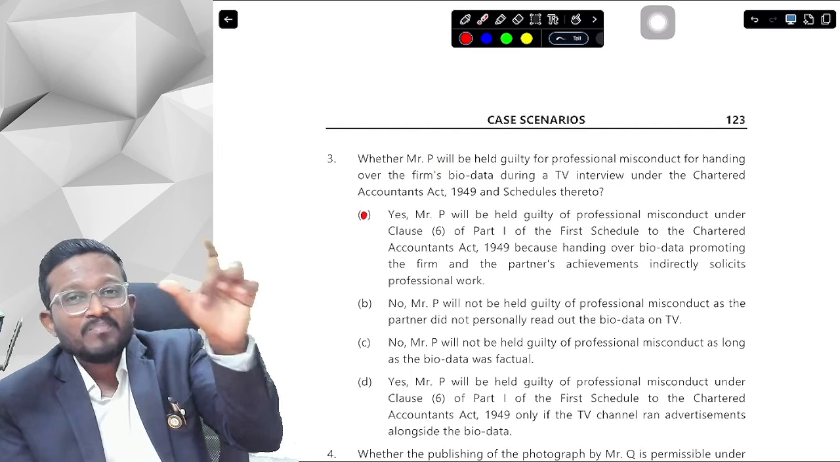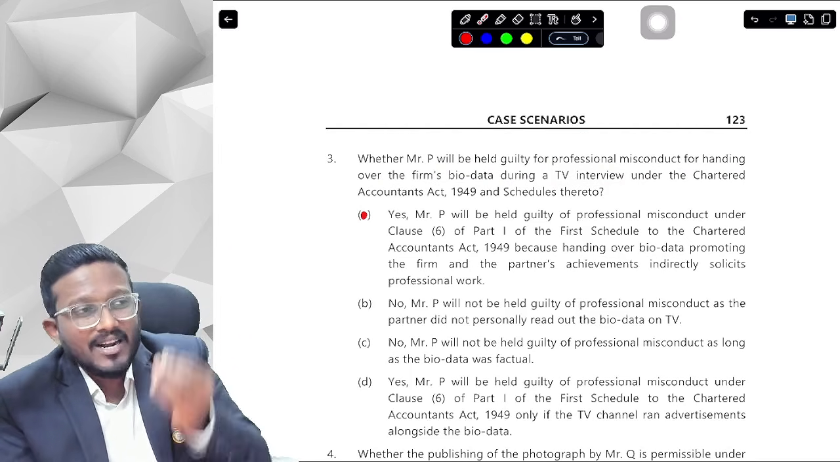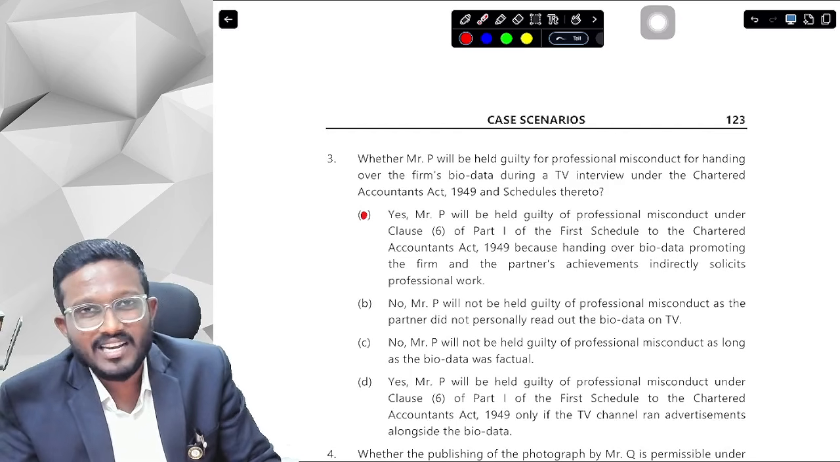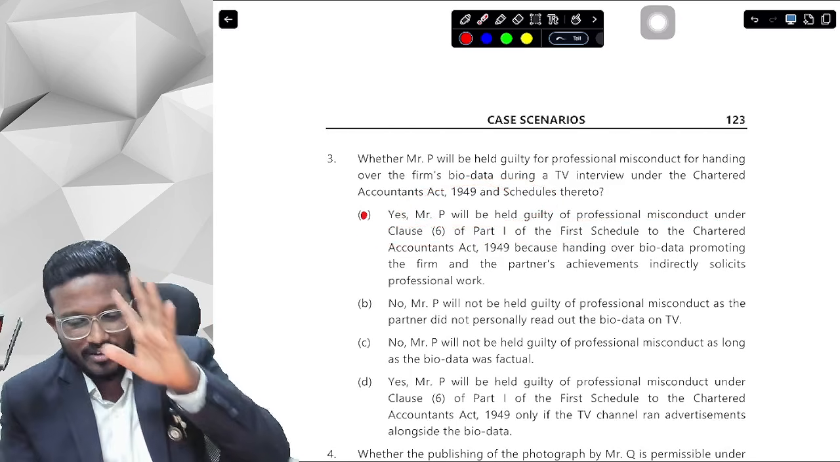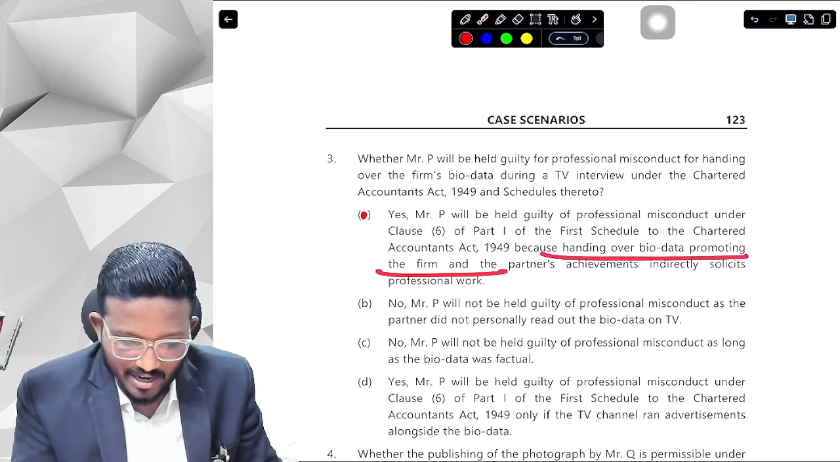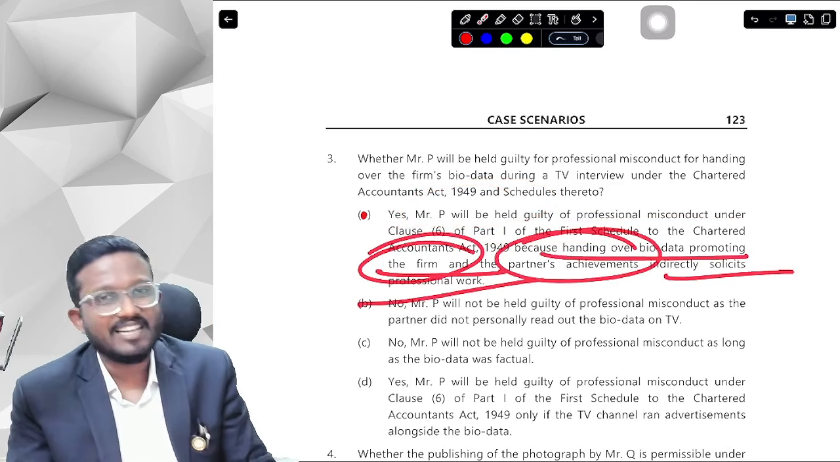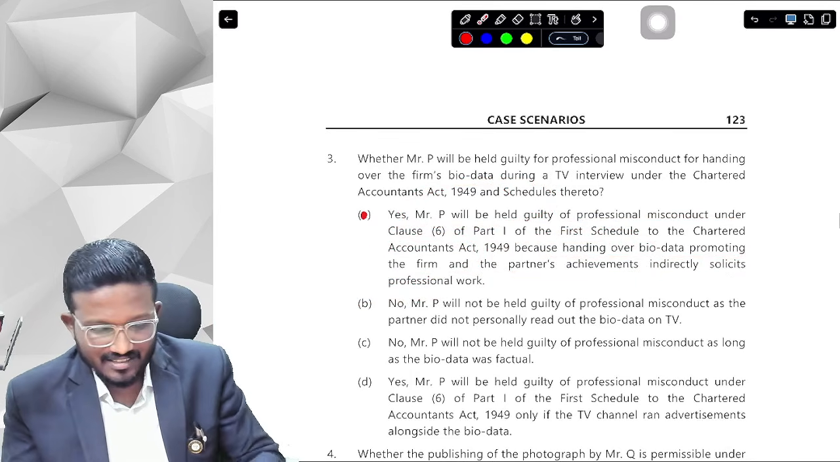You can just respond to any specific query. You cannot directly give the biodata for making your promotions. So here, yes, Mr. P will be guilty of professional misconduct under clause 6 Part 1 of the First Schedule because handing over the biodata to promote the firm or partner's achievement indirectly solicits professional work. Okay, yes sir. Let's do question number 4.